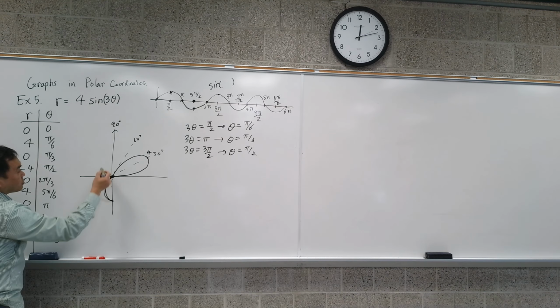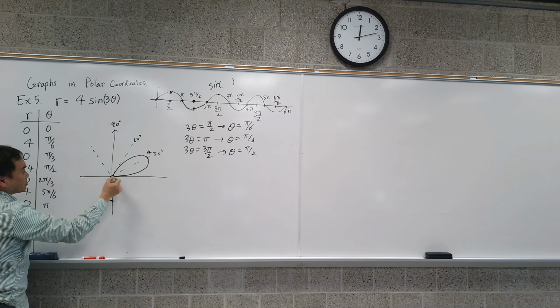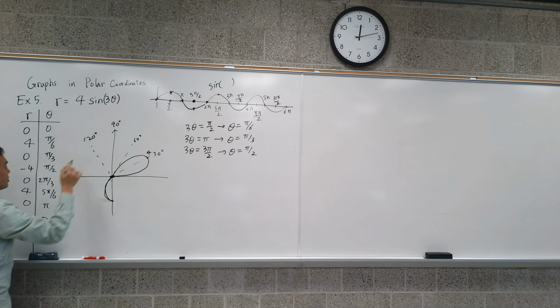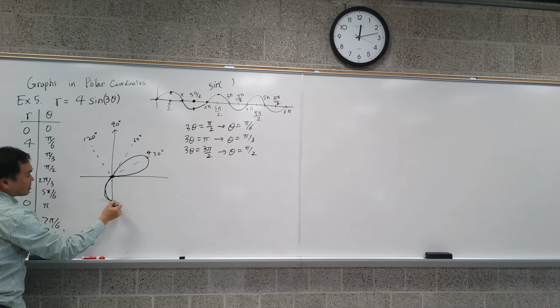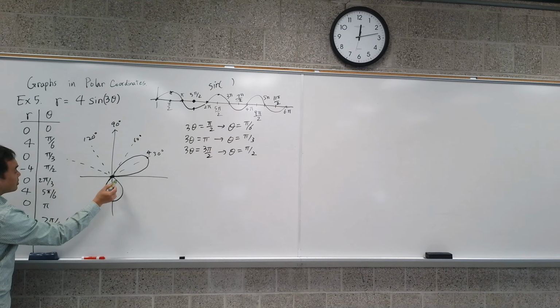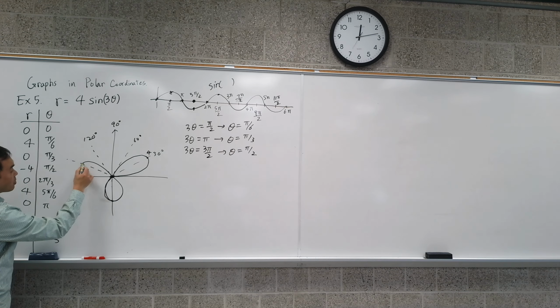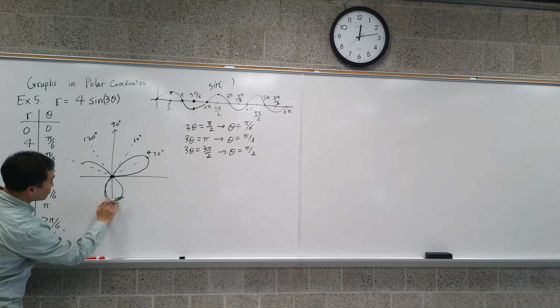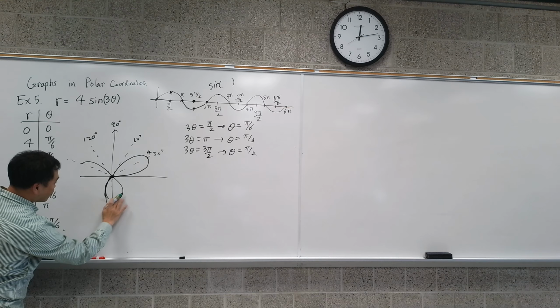And then another one is this is 120 degrees. 120 degrees is 2 pi over 3. And that's when it comes back to 0. Okay. And the next stop is at 5 pi over 6, which is 150 degrees right here. That's when it hits 4, which is another maximum. I think this should be slightly bigger.